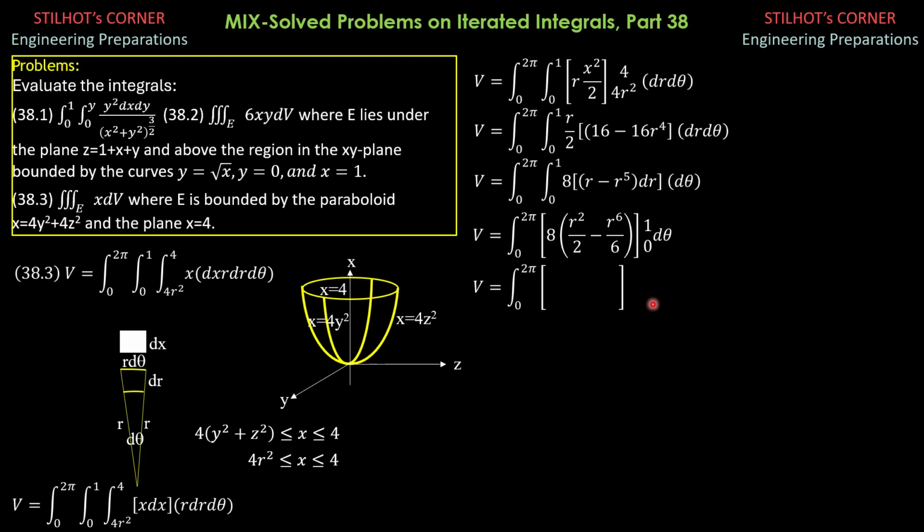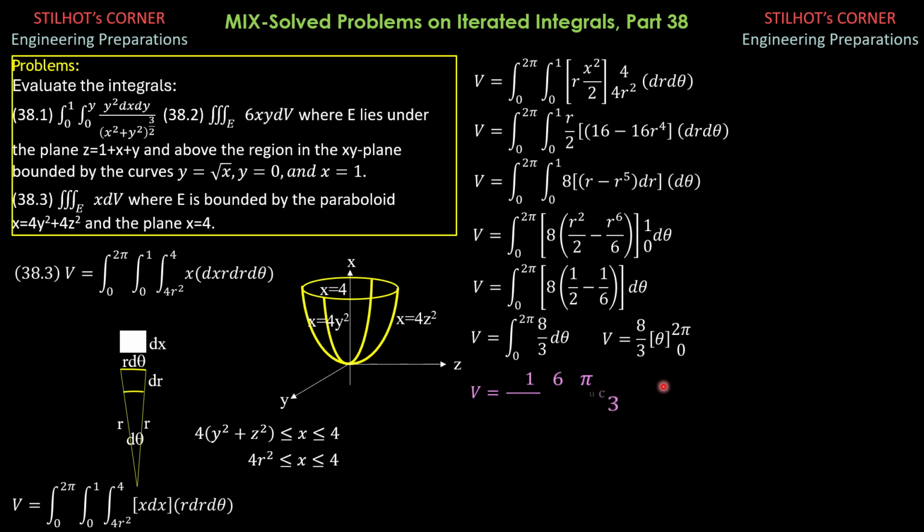So volume equals the integral from 0 to 2 pi of 8 times 1 half minus 1 sixth, d theta. 1 half minus 1 sixth is 1 third, times 8, 8 thirds. So volume is the integral from 0 to 2 pi of 8 thirds d theta. So that would be 8 thirds times theta from 0 to 2 pi. 2 pi minus 0 is 2 pi, times 8 thirds. So 16 thirds pi cubic units. So that's it for this video.